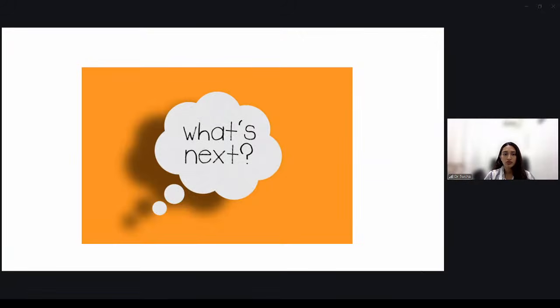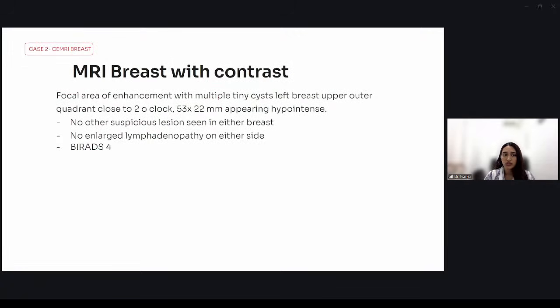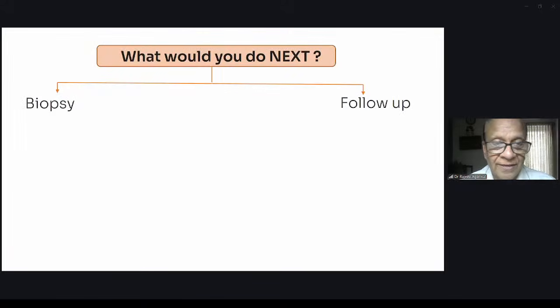Right, ma'am. So we went ahead and got a contrast enhanced MRI done for this patient, and we could see the areas of enhancement as marked in the images. There are multiple tiny cystic changes that we can appreciate. So this was the report of the MRI: focal areas of enhancement with multiple tiny cysts in the left breast upper outer quadrant, close to the 2 o'clock position. There were no other suspicious lesions in either breast. This was given a BIRADS 4. So what next?